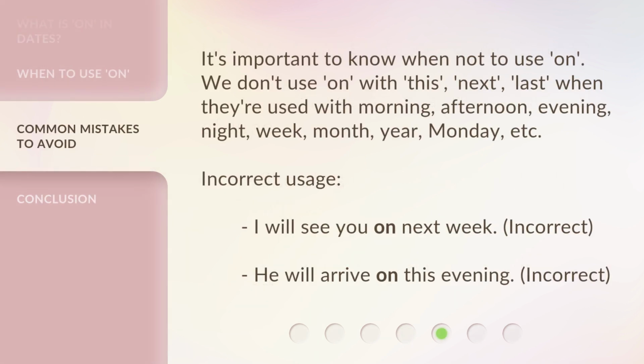It's important to know when not to use on. We don't use on with this, next, last, when they're used with morning, afternoon, evening, night, week, month, year, Monday, etc. Incorrect usage: I will see you on next week. Incorrect. He will arrive on this evening. Incorrect.